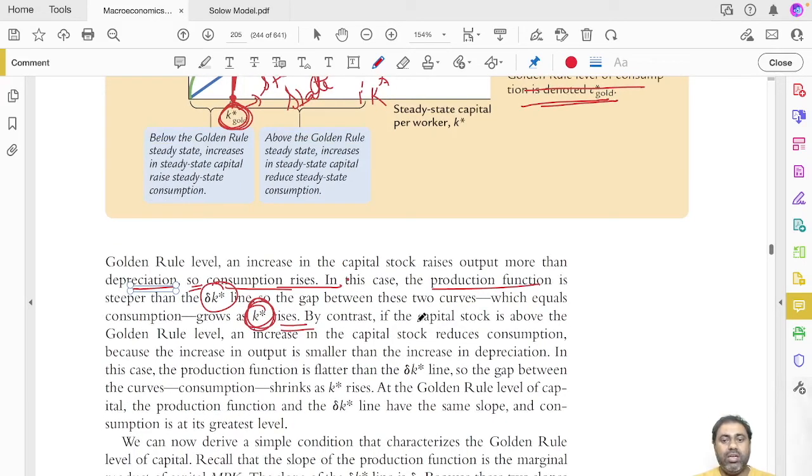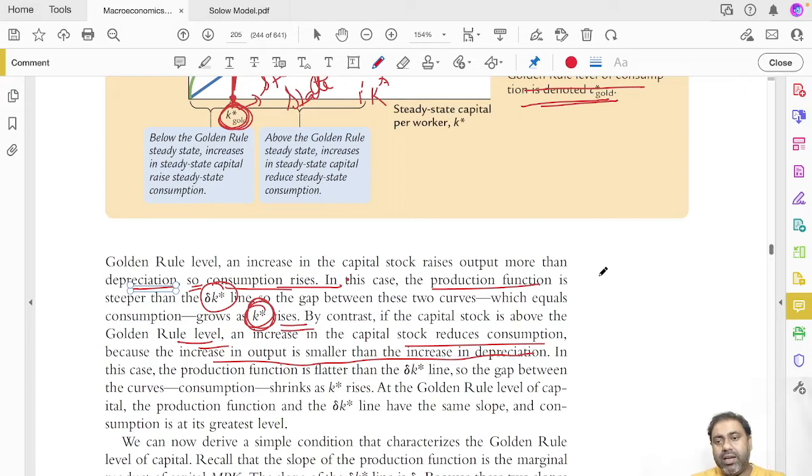By contrast, if the capital stock is above the golden rule level, an increase in capital stock reduces consumption, because the increase in output is smaller than the increase in depreciation. So we need to understand these two cases differently.